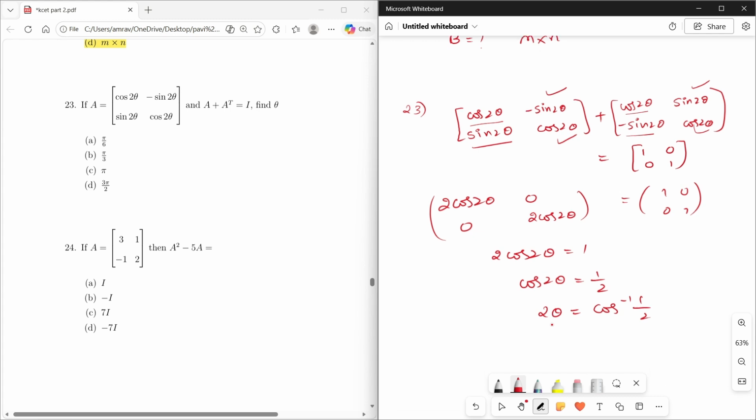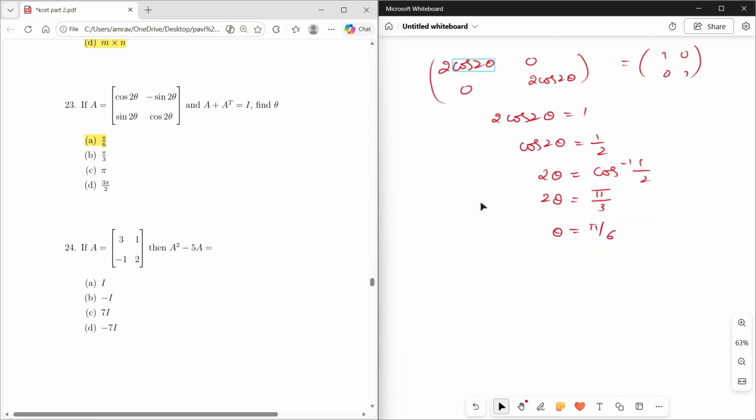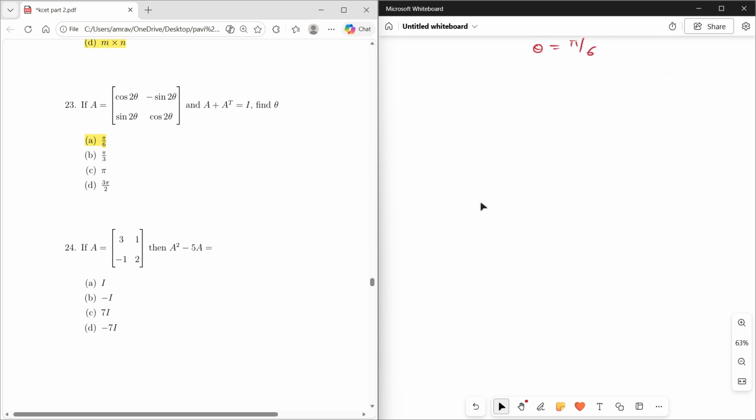So when is this possible? When 2 theta is equal to, cos inverse 1 by 2 is pi by 3. So this implies theta is equal to pi by 6. Then which is the right option? Option A is the correct answer, where theta is equal to pi by 6. Okay, next one.